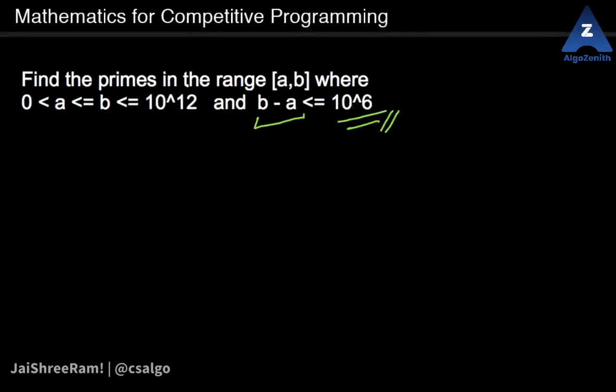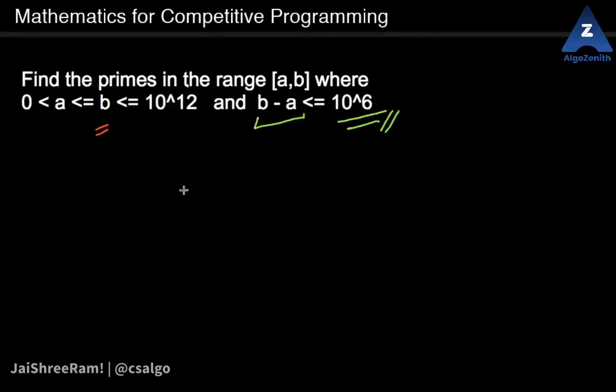Okay, so of course in this particular problem we cannot directly apply the sieve, because if we have to apply the sieve we will have to build it till 10 to the power 12. Now building a sieve up to 10 to the power 12 is not feasible, because we can only keep arrays up to 10 to the power 8 and the time limit will also exceed.